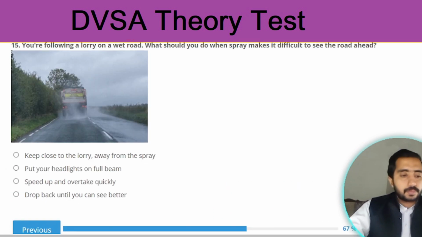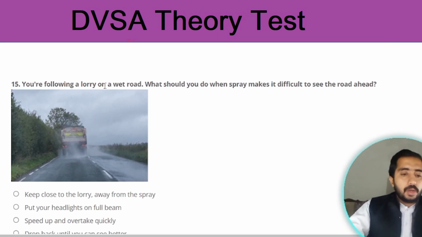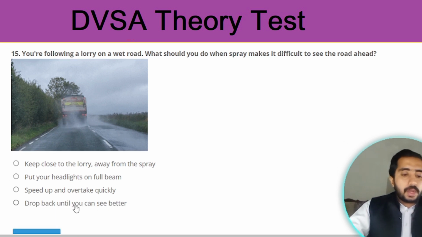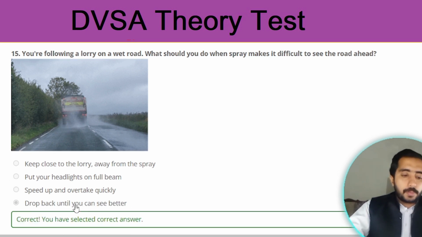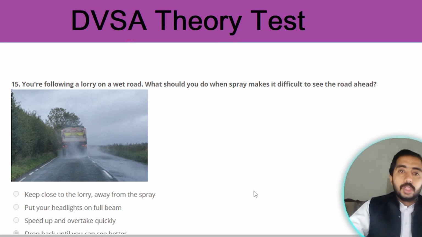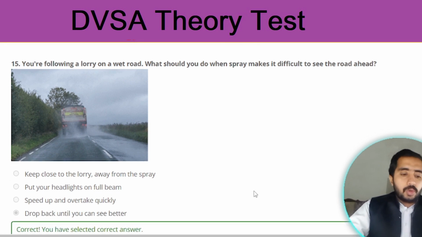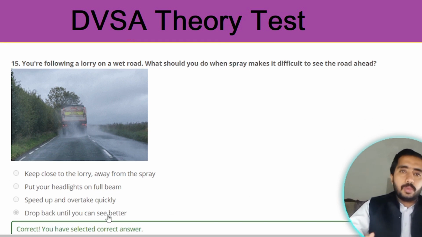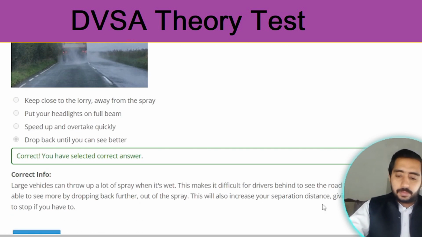Next one. You are following a lorry on a wet road. What should you do when spray makes it difficult to see the road ahead? In this case, you need to drop back until you see better. Option D is the correct one. You always need to keep your vehicle and yourself safe. So here, drop back and remain back until you see better. Next one.